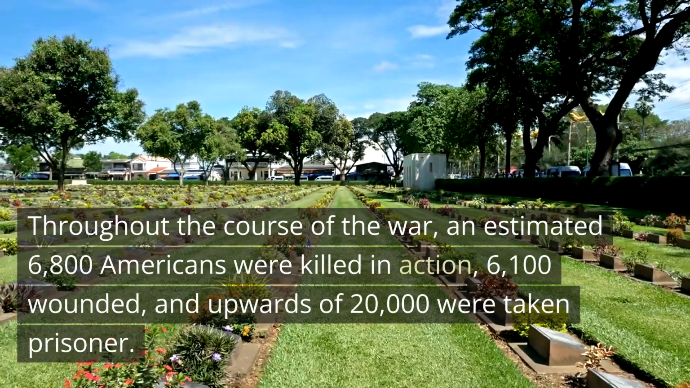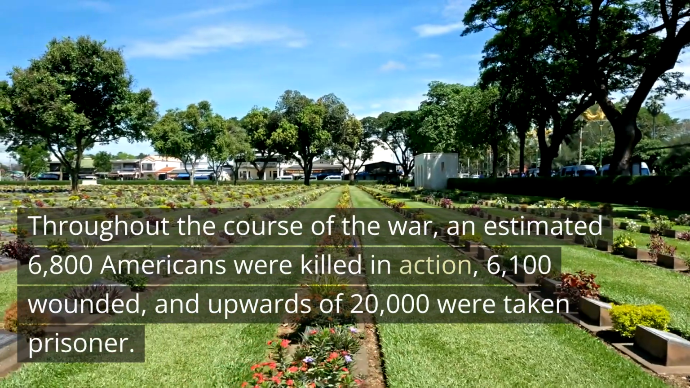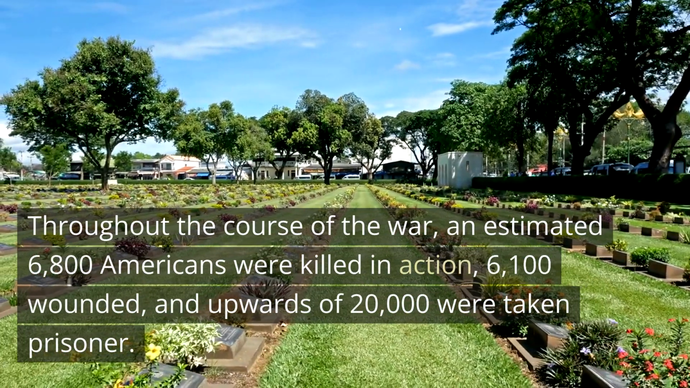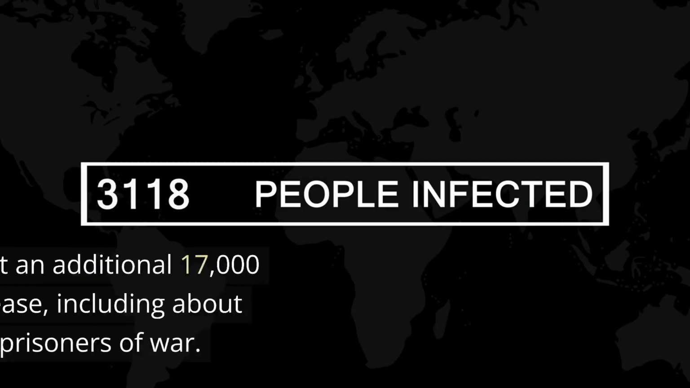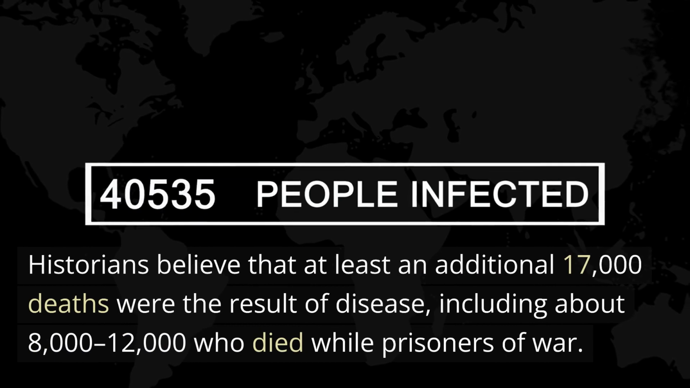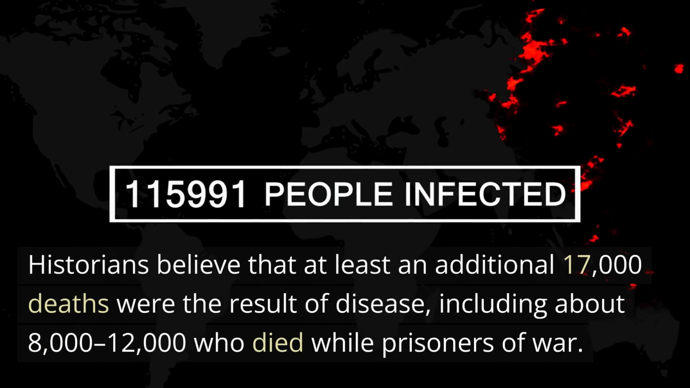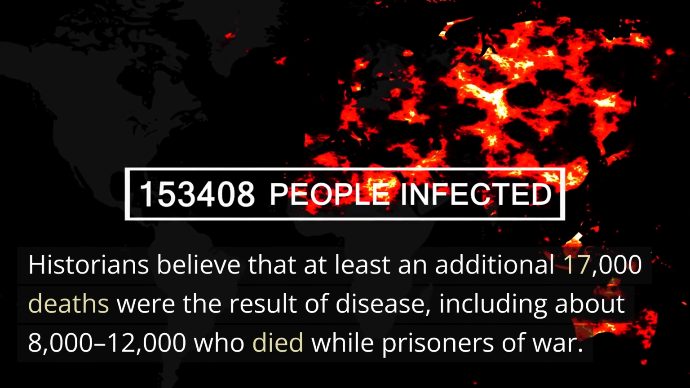How many were killed or wounded? Throughout the course of the war, an estimated 6,800 Americans were killed in action, 6,100 wounded, and upwards of 20,000 were taken prisoner. Historians believe that at least an additional 17,000 deaths were the result of disease, including about 8,000 to 12,000 who died while prisoners of war.